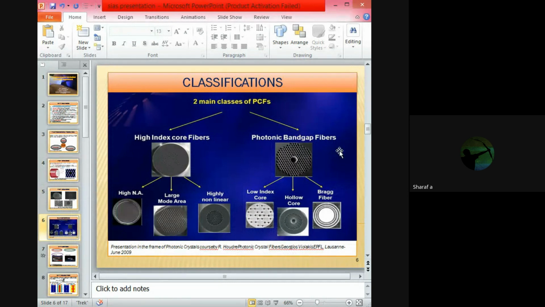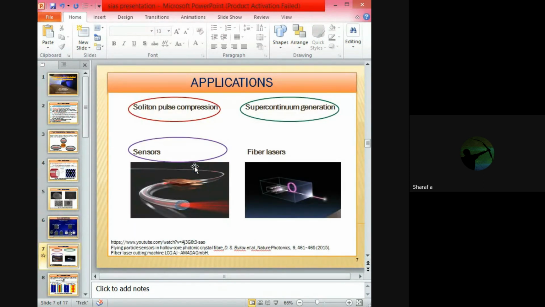So when you consider the classification of photonic crystal fiber, these are the two main classifications. One is high index core fibers, where at the center you will have the solid core or the solid material. But in the case of photonic band gap fibers, you will have a void or an air hole at the center. So in the high index core case, the light will be propagating by the principle of total internal reflection, and in this case, it will be propagating by using the photonic band gap effect. Okay, so these are the main classifications of photonic crystal fiber, and there are many other classifications also. And now we'll go to the applications of photonic crystal fiber.